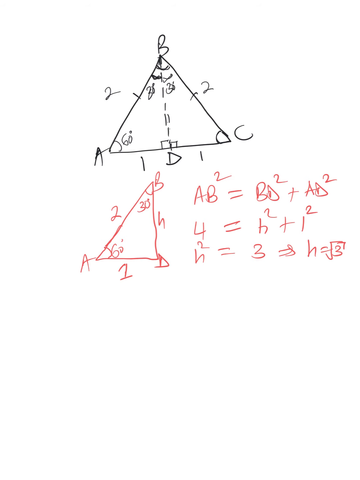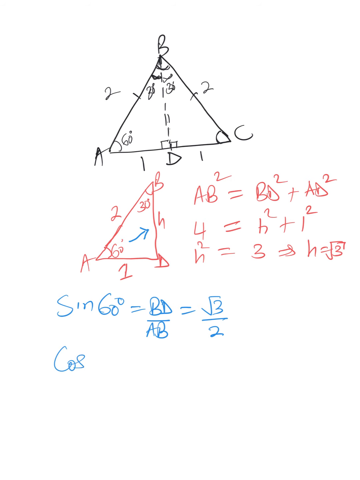Okay, so from here now we can say that the sine of 60 degrees, let's begin with 60. You know, sine is the opposite over hypotenuse. Which side is opposite 60? BD is the side that is opposite 60 degrees. So it's going to be opposite, which is BD, divided by the hypotenuse AB. And BD is H, which is now root 3 out of 2.